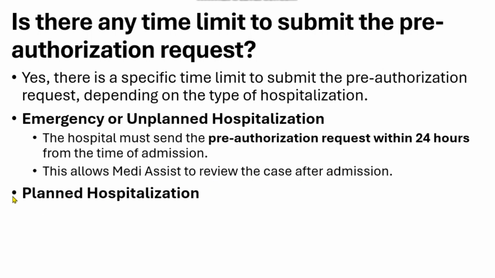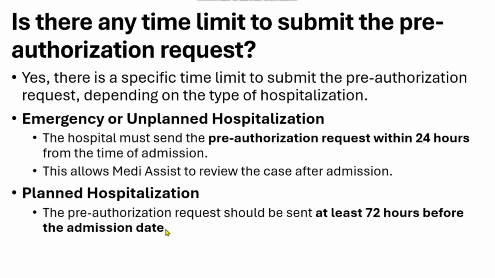Okay. Now the second, that is planned hospitalization. The pre-authorization request should be sent at least 72 hours before the admission date. Suppose you are going to take a normal surgery or whatever treatment in the next month, you have to raise a pre-authorization request on the Medi Assist portal, within that 72 hours before your admission date. So this comes under planned hospitalization.